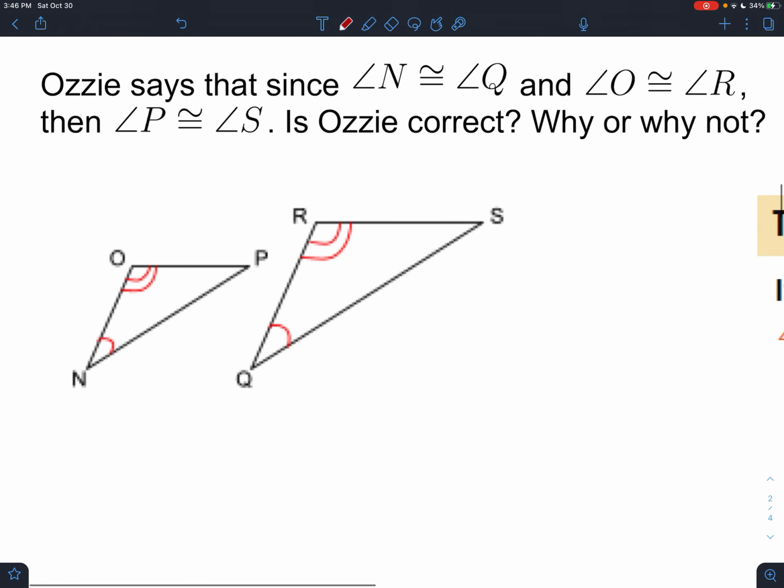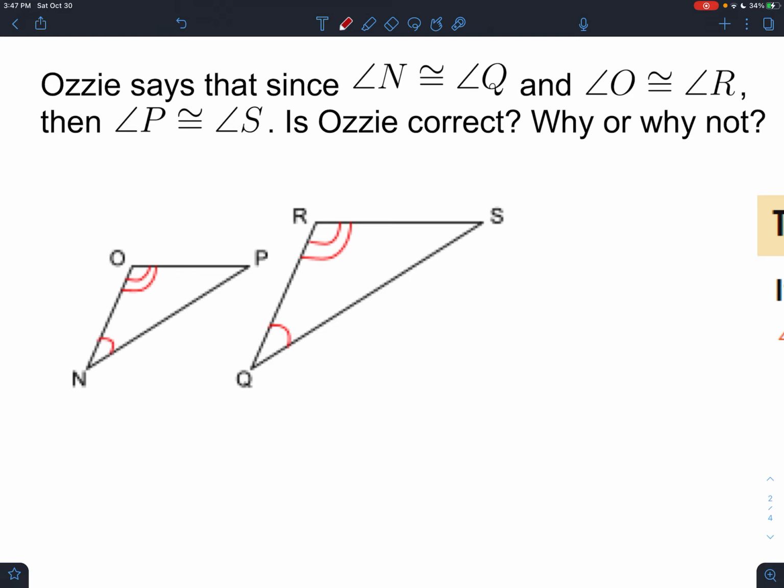What about here, Ozzy? Ozzy says that since angle N, which is down here, is congruent to angle Q, and angle O is with R. That's what these lines mean, right? So Ozzy says because that picture is there, that means that angle S must correspond to angle P. And we want to know if that's right or wrong.